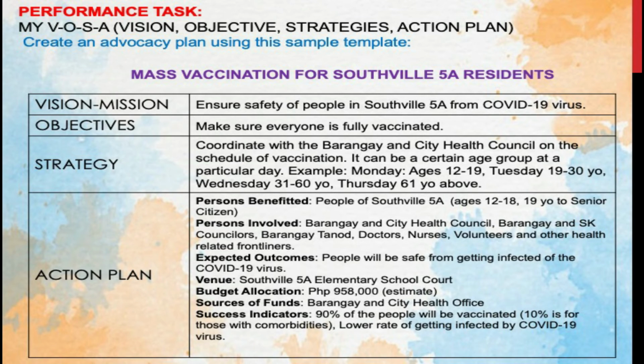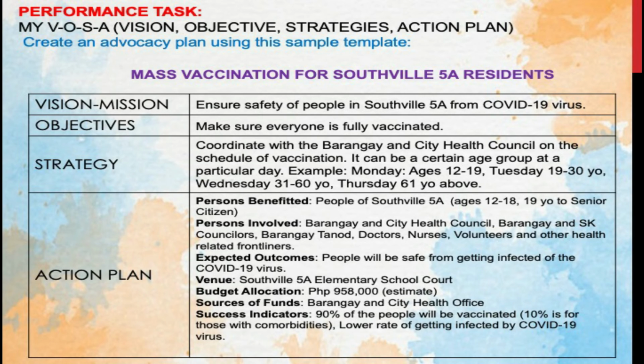Then under action plan, I indicated persons benefited such as people of Southville 5A, ages 12 to 18, 19 to senior citizen. Persons involved, these are the people who will be helping me in this campaign and advocacy. I have listed barangay and city health council, barangay and SK councilors, barangay tanod, doctors, nurses, volunteers, and other health-related frontliners. My expected outcome or result is that people will be safe from getting infected of the COVID-19 virus.